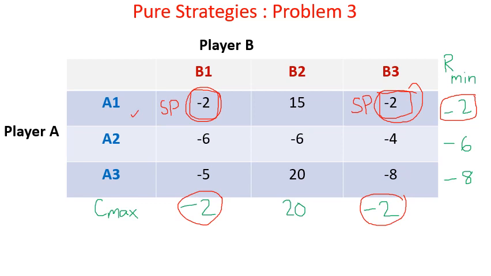And what is that value of the game? Value of the game is -2. So value of the game here, unlike the previous 2 problems where the value of the game was positive and you declared A as the winner, here the value of the game is -2, which means player B is the winner. Player B is the winner.